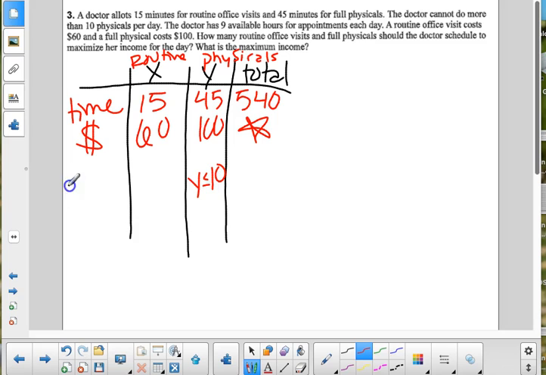So that's where this one kind of gets weird, because she has a rule she has to follow, a restriction, where it's not 10 total, it's just of this type, she can only do 10 of them in a day.